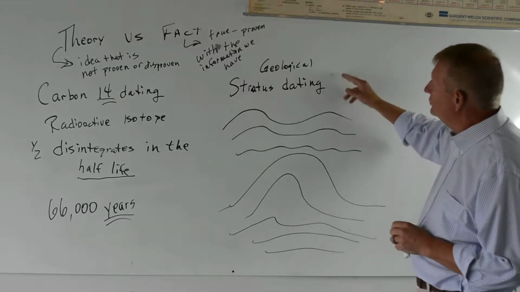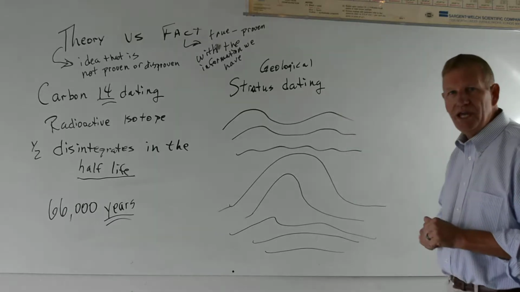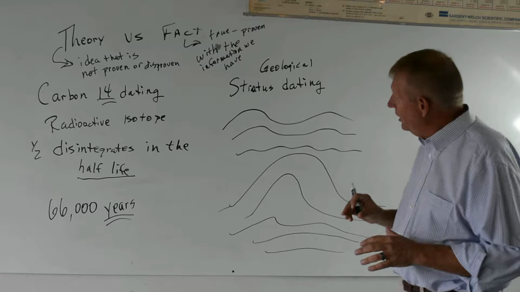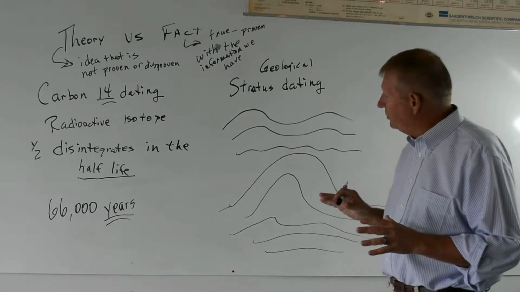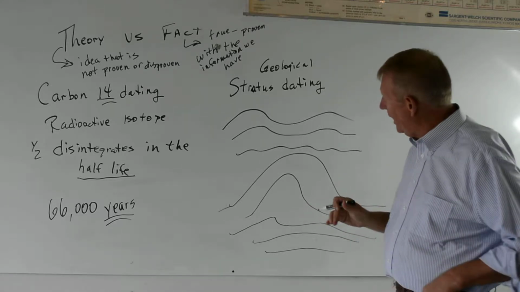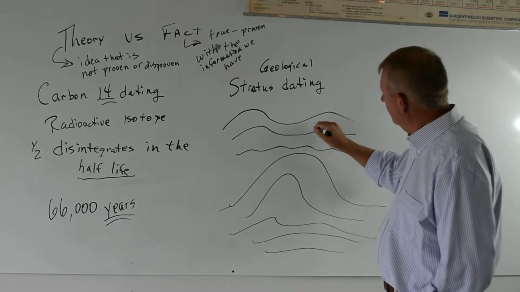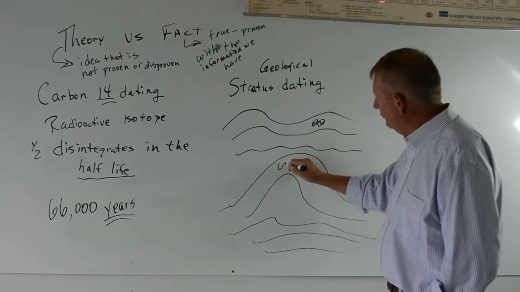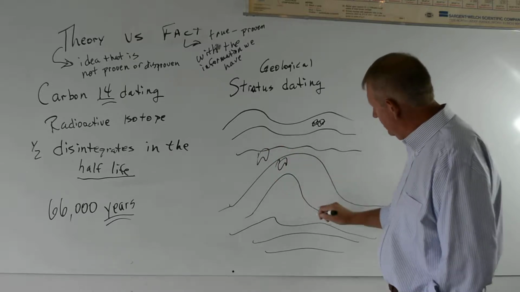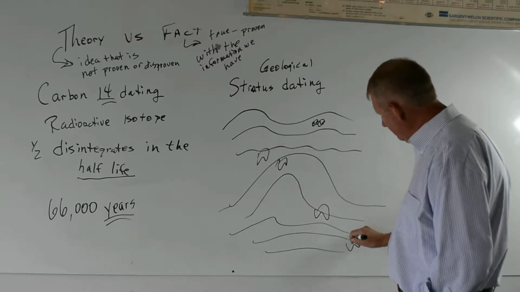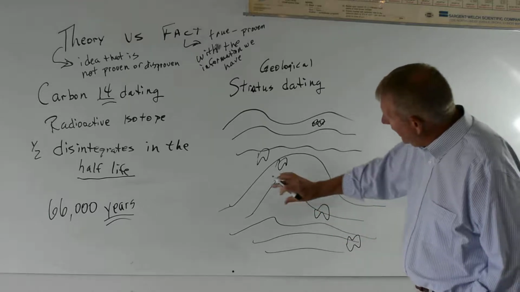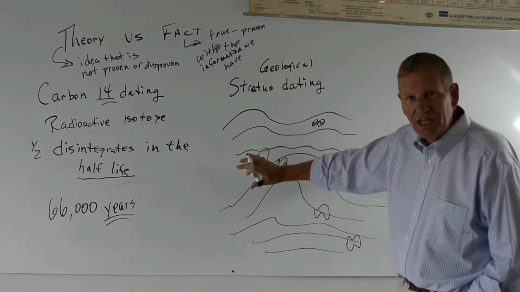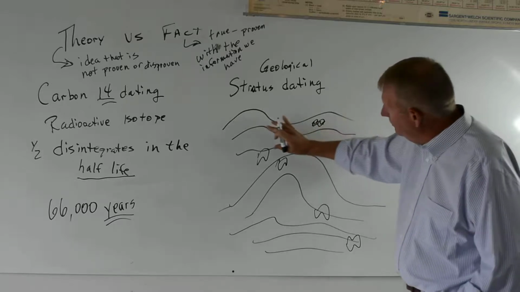It's called geological stratus dating. So what we did was, we found fossils, preserved parts of existing life. So if we found a fossil here, and we found something here, and something here, then we looked at the layer of sediments and the layer of dirt that formed.